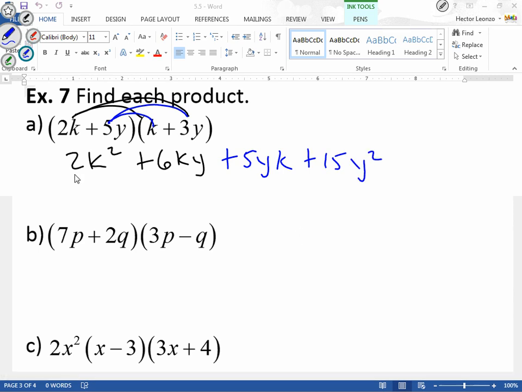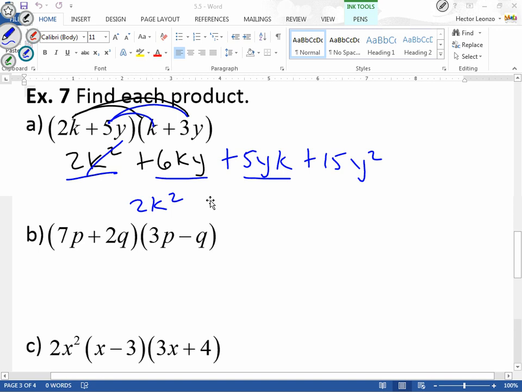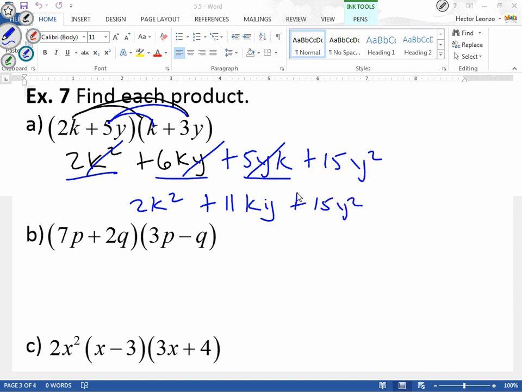Now when I combine my like terms, 2k squared, that's my first term. Now in the middle, they're both like terms. They have y and k and y. The letters might be in a different order, but they are the same letters. So I'm going to combine them as 11ky. And then plus 15y squared.